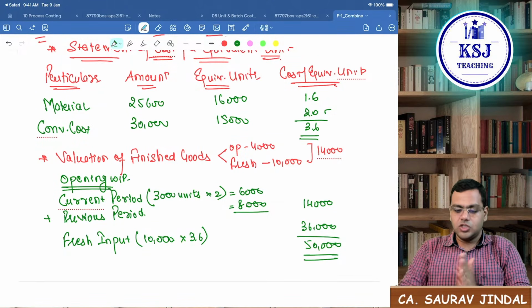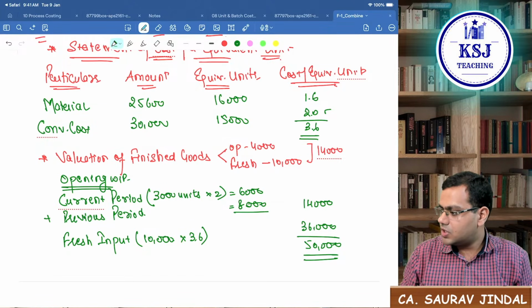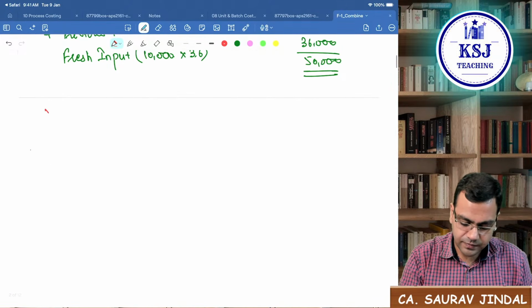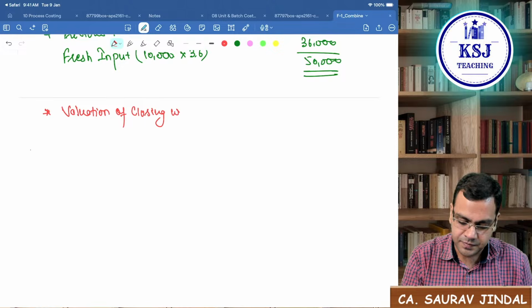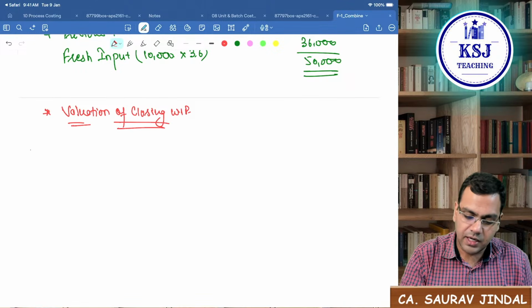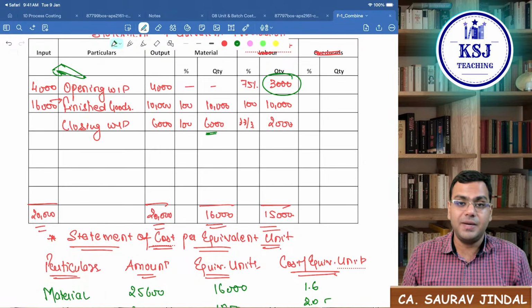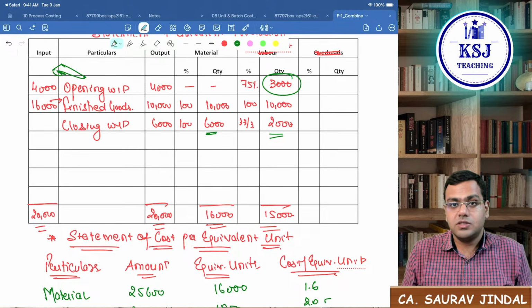Okay. So let's move to the valuation of closing WIP now. So now we'll see how to value the closing WIP. Now this WIP, how many equivalent units are there? 6,000. That is the material cost is incurred on equivalent 6,000 units. The conversion cost is incurred on equivalent 2,000 units. So you will take it accordingly.